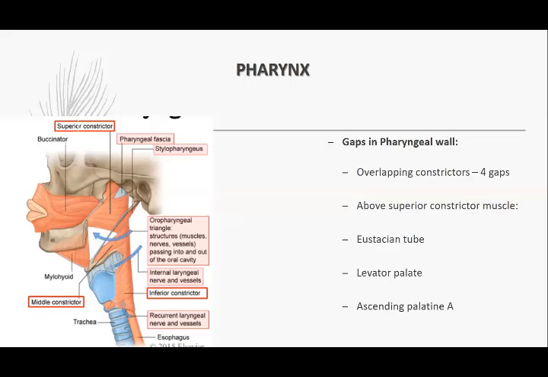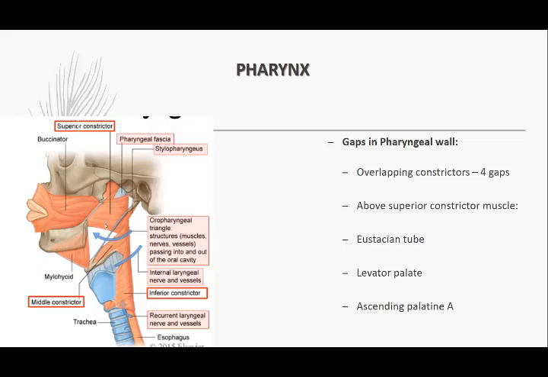You have the eustachian tube, the auditory tube, the pharyngotympanic tube, passing through this gap. The levator palatine muscle passes through this gap. The ascending palatine artery. These three structures pass through this gap, the gap between the basal occiput and the upper border of the superior constrictor muscle.